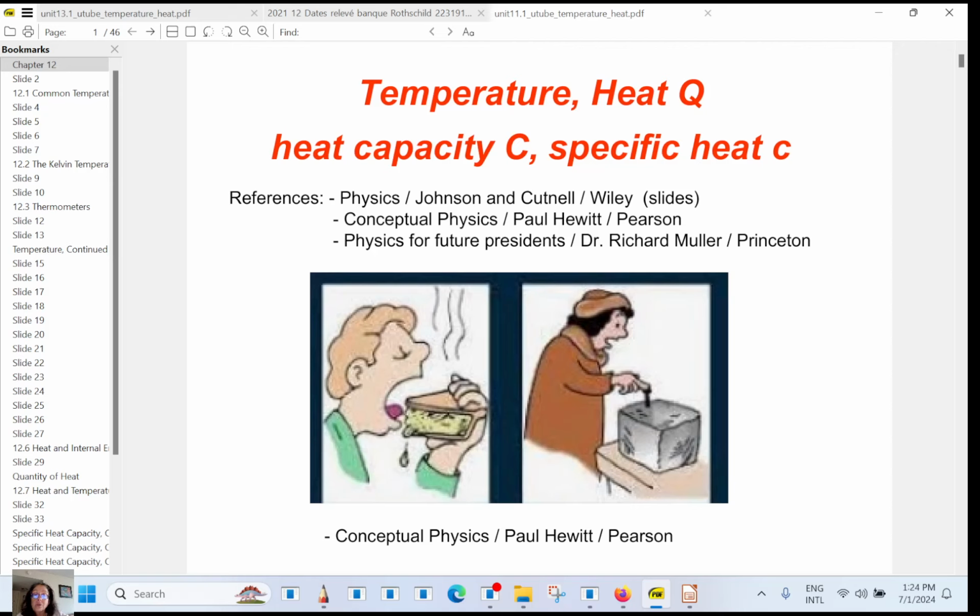The slides I'm using come from this book here. It's an algebra-based physics book. And for the conceptual ideas, I am using those books here. Some of the slides also come from that book by Paul Hewitt.